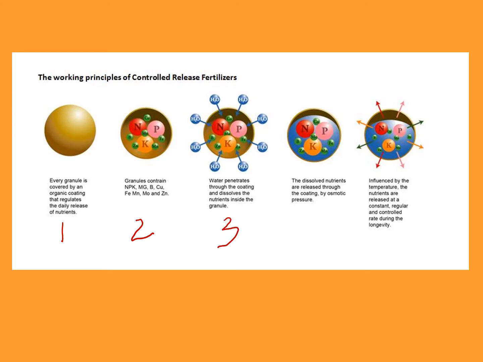Step number 3, water penetrates through the coating and dissolves the nutrients that are inside the granule or prill. The dissolved nutrients are released from the granule or prill through the coating by osmotic pressure.